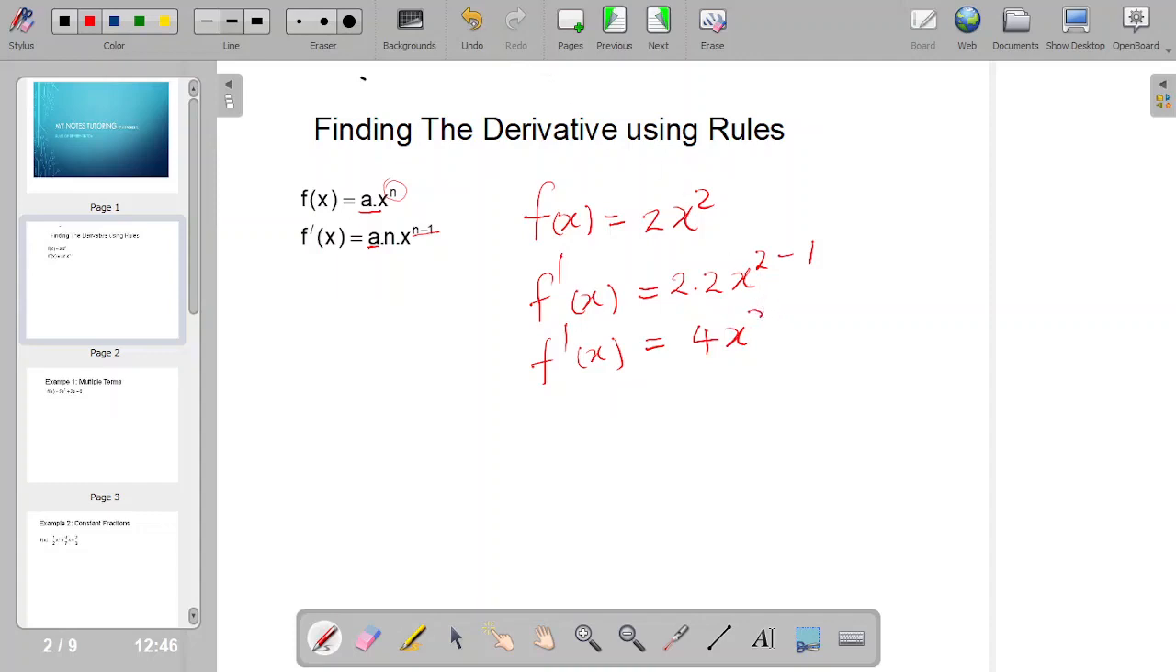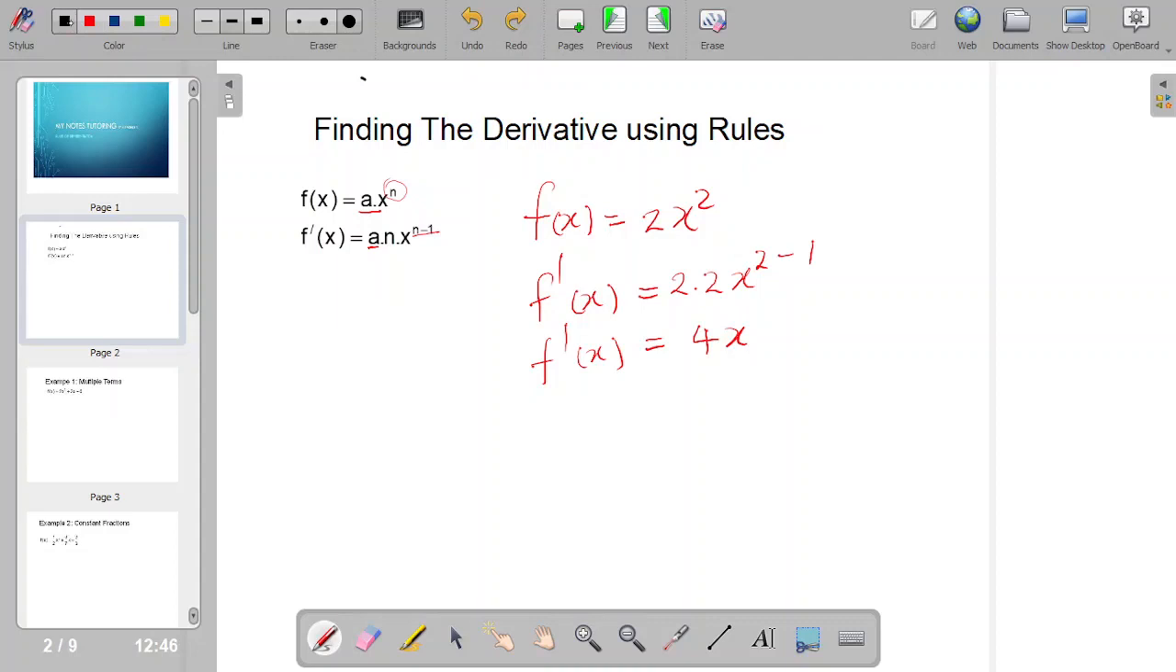So finally your f prime of x will be 4x to the power 1, and in mathematics we do not write this 1, but it is enough for us to know that it is there. Then we can also look at a different situation.